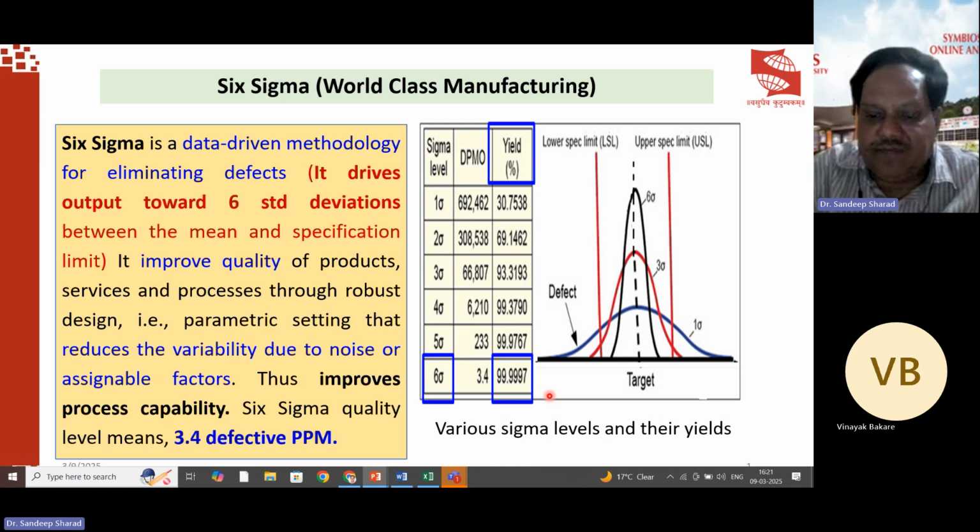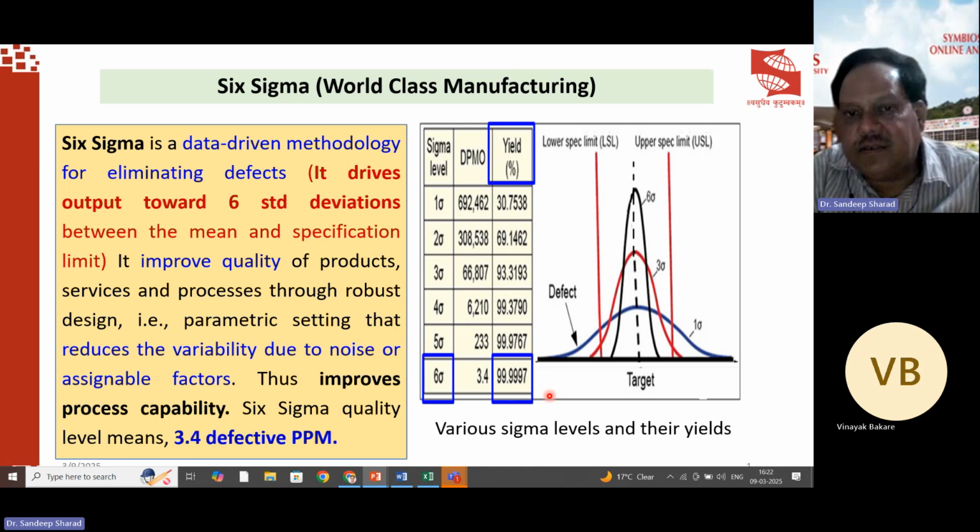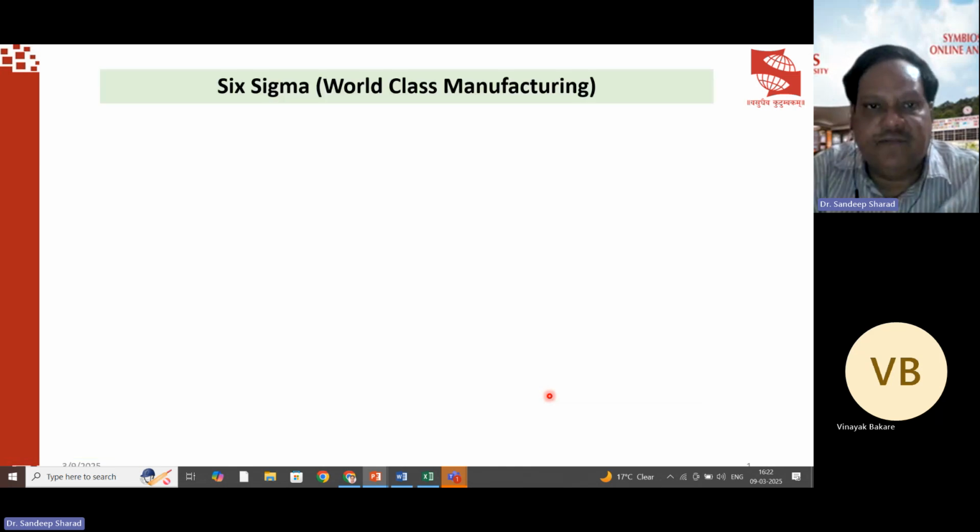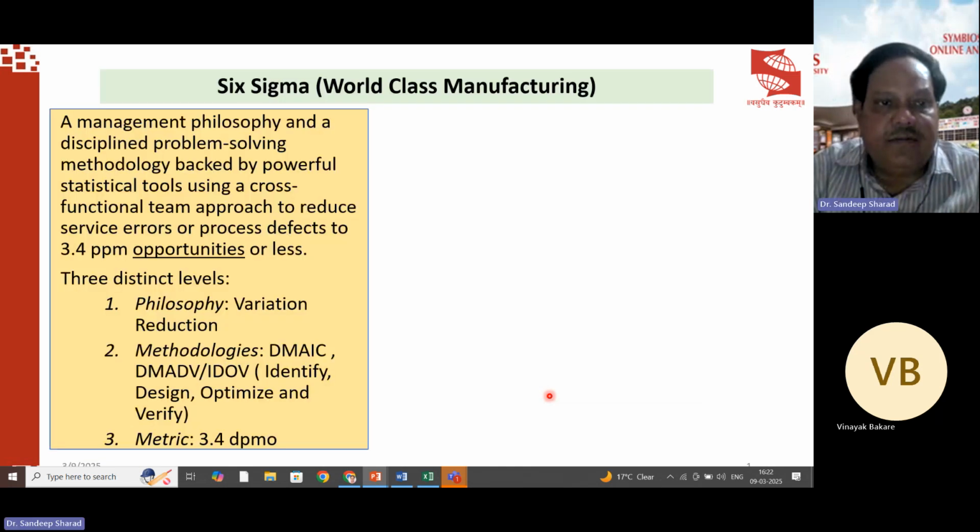So this is how we are showing the normal distribution curve, which shows your different levels of limits along with the Six Sigma practices. Now, Six Sigma is a management philosophy and a disciplined problem-solving methodology, backed by powerful statistical tools, using a cross-functional team approach to reduce service errors and process defects to 3.4 ppm opportunities or less. It has three distinct levels: philosophy, variation reduction, and methodology.